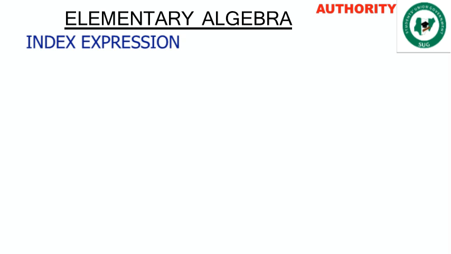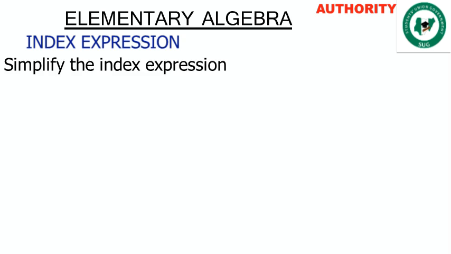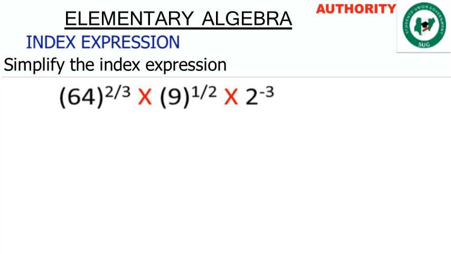The mace we're going to take now is index expression. Index expression, and most of the laws are what we're going to use to solve these expressions. Now let's see what we have for today. Simplify the index expression: 64 raised to power 2 over 3, times 9 raised to power 1 over 2, times 2 raised to power minus 3. We are asked to simplify this.